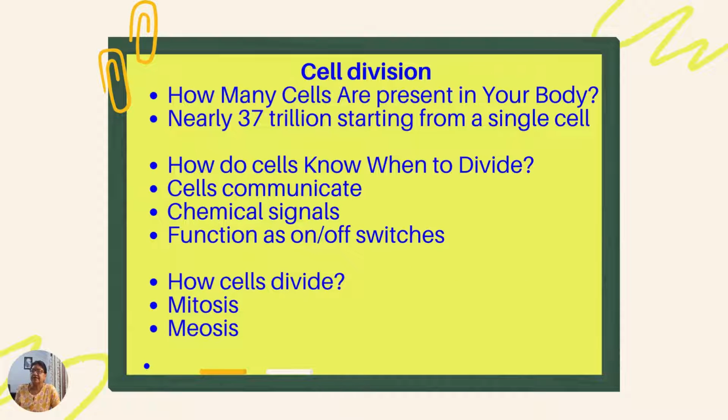How many cells are there in your body? Do you have any idea? You and I began as a single cell, and we reached adult stage. Our body has trillions of cells, nearly 37 trillion. That's a huge number. How do cells know when to divide? Yes, interestingly, cells communicate with each other. How? Through chemical signals that act as an on and off switch. They direct the cells when to start cell division and when to stop. Amazing, isn't it?